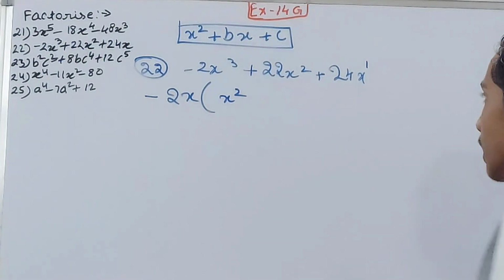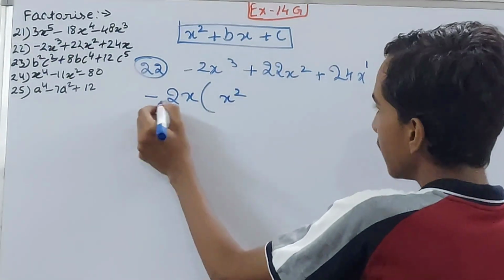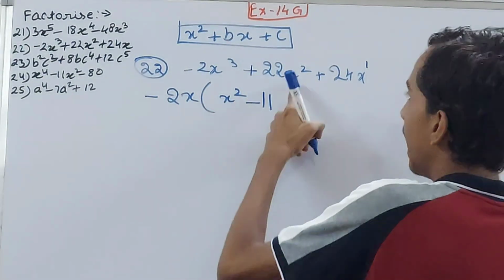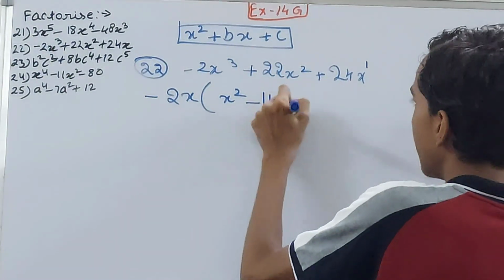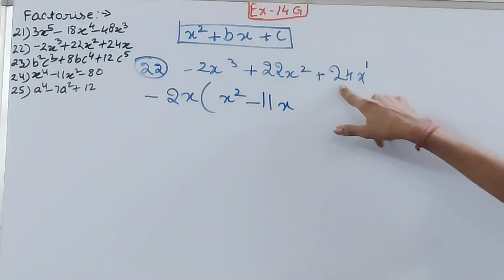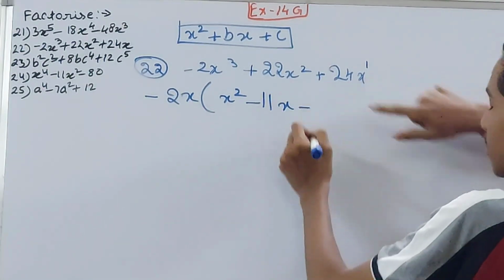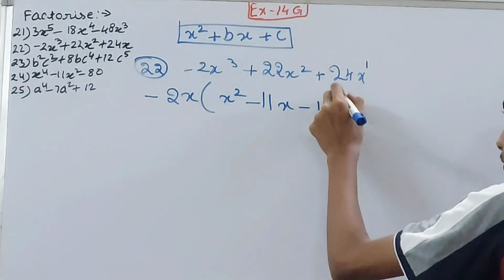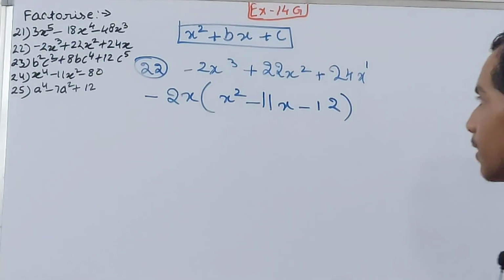2, x square. And here 22 upon minus 2, so first of all you put the minus sign. 22 upon 2 is 11, x square upon x, that means x. Clear? Now see, 24 and minus 2, so again put the minus sign. 24 goes 12 times by 2, and x will cancel, so that's it. Now you can begin factorizing this.